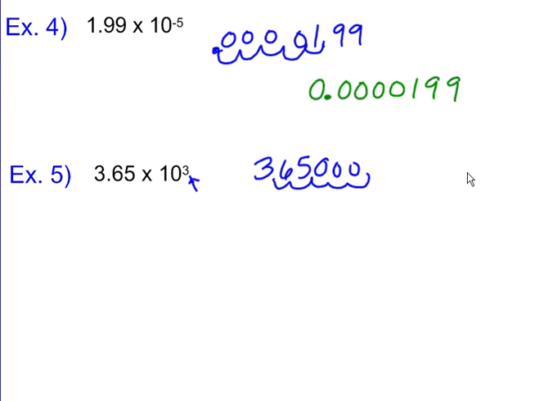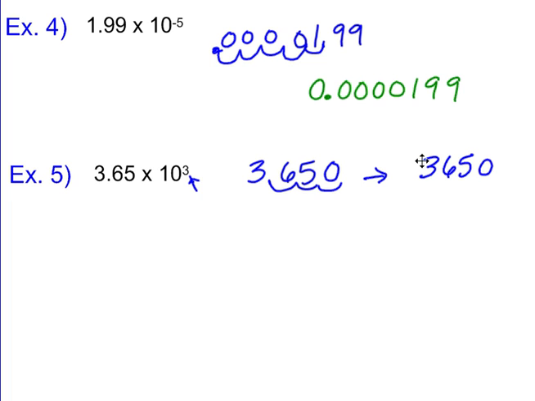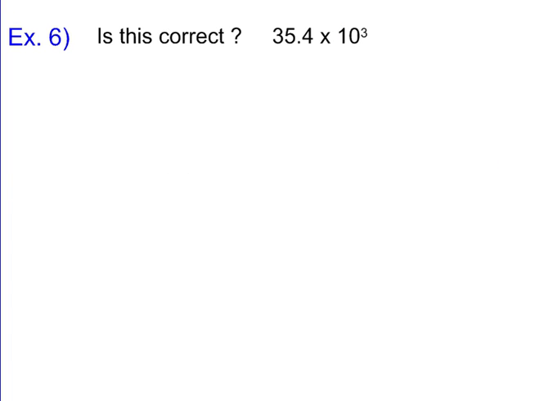oops, I'm sorry, I got carried away there. I apologize. I was thinking 5. We're going to move it 3 places, so 1, 2, and we'll move it just 1 more, which will give us a 0. So our final answer then will become 3,650.